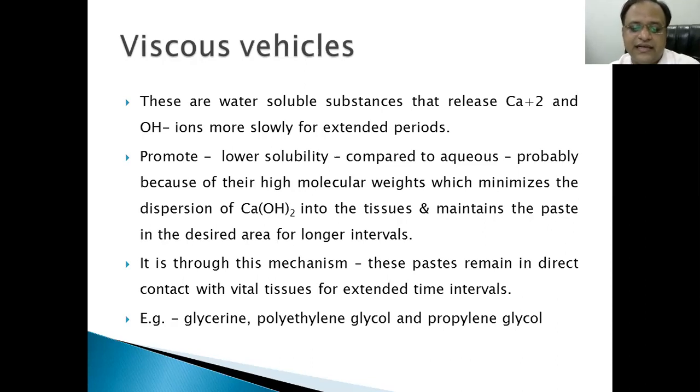For example, glycerine, polyethylene glycol, and propylene glycol. These three are the best examples of vehicles, and it is easy to mix the calcium hydroxide with them, and even removal of calcium hydroxide will be easier when these vehicles are used.